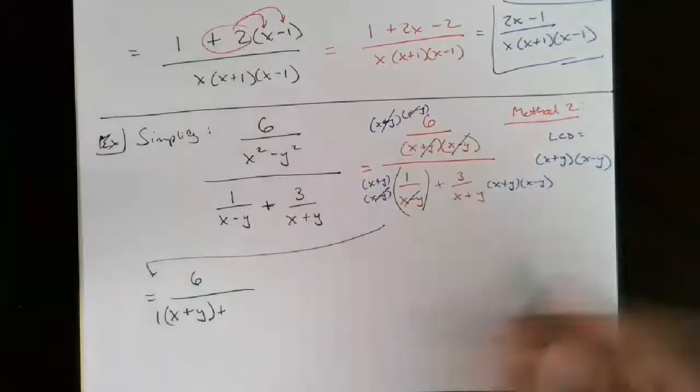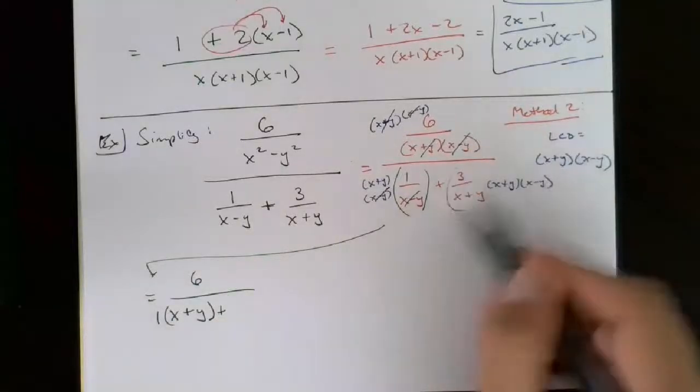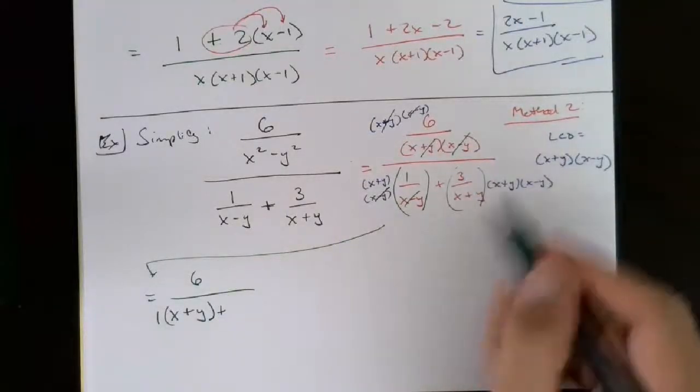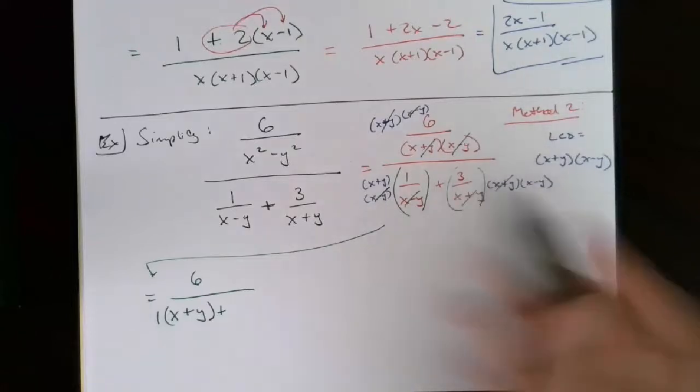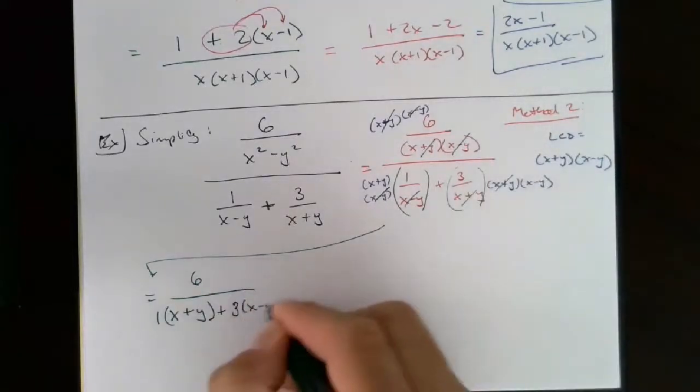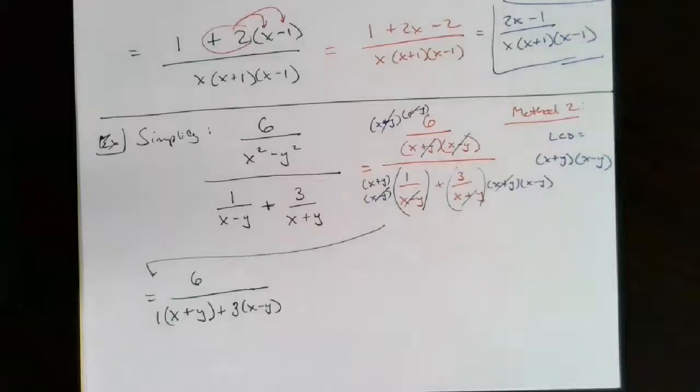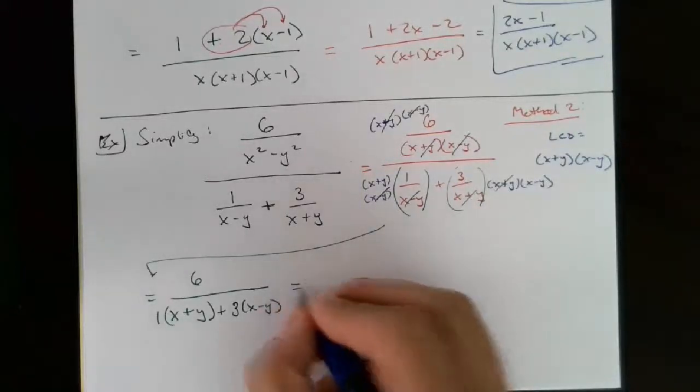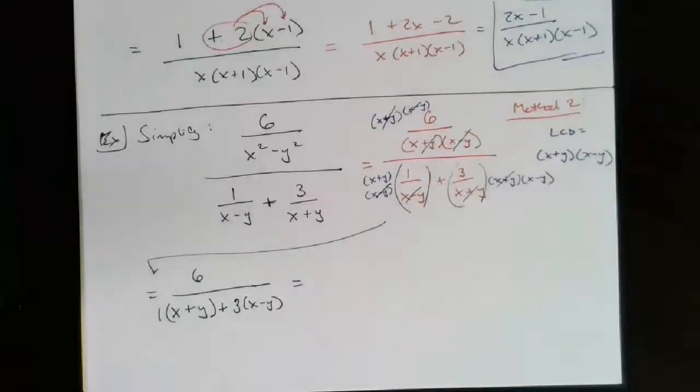Plus, because this is plus, we have 3 over x plus y times x plus y times x minus y. The x plus y's cancel, so you're left with plus 3 times x minus y. And notice the fractions are gone. That's good. If your fractions don't clear at this step, it means you didn't pick a good LCD. In other words, you didn't pick a common denominator.